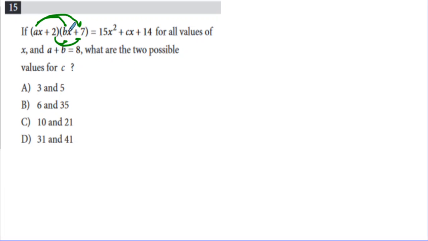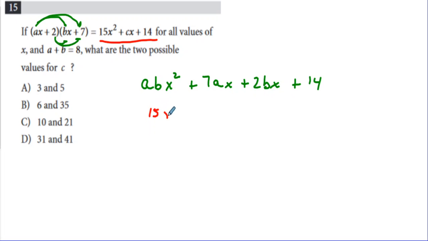So if I multiply together ax times bx, I'm going to get ab, and then x times x makes x squared. Ax times 7 is just 7ax. Then 2bx, when I multiply those inner terms together. And then I get 2 times 7, which is 14. So I have this thing, and then I'm going to write below it what it equals, which is this. So I have 15x squared, plus cx plus 14.